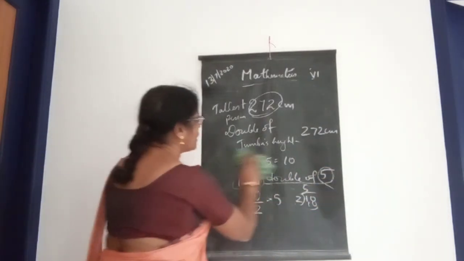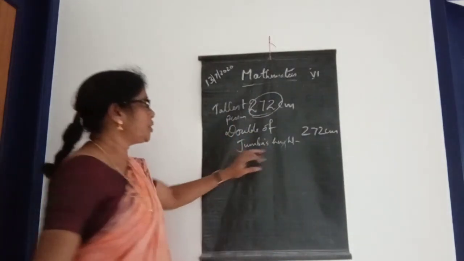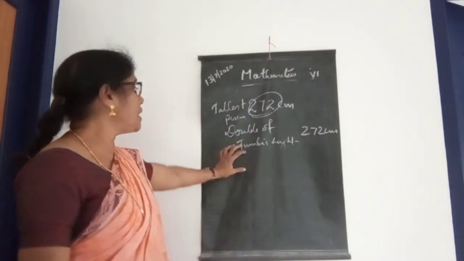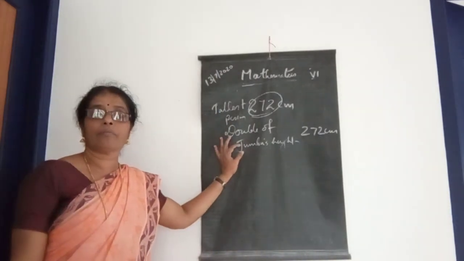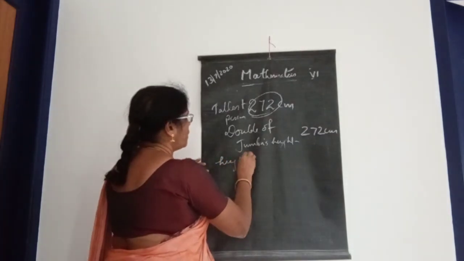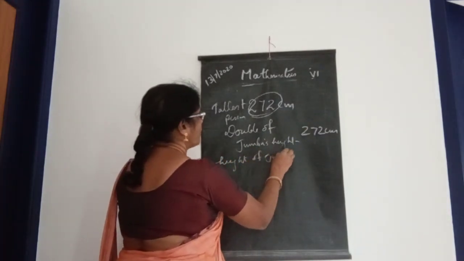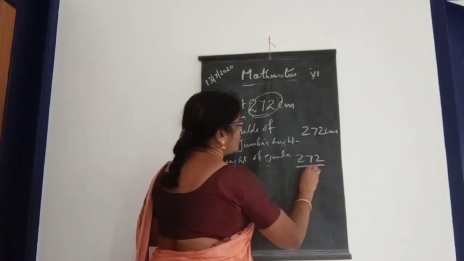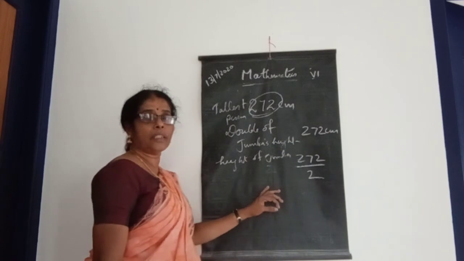So likewise here, 272 is double of Jumba's height. That means what is the height of Jumba, children? Height of Jumba is equal to 272 divided by 2.